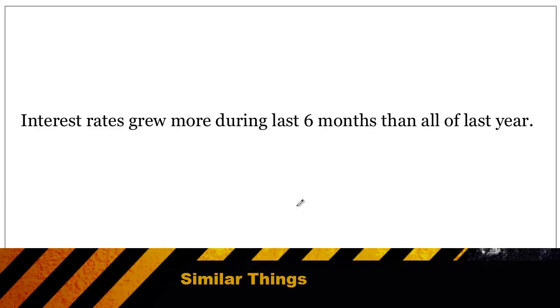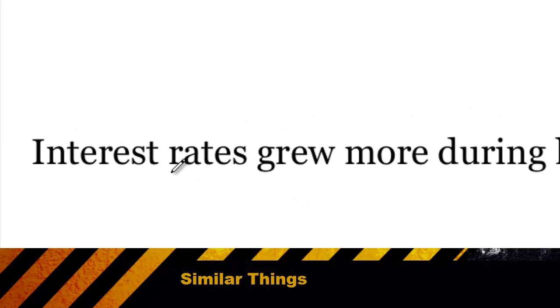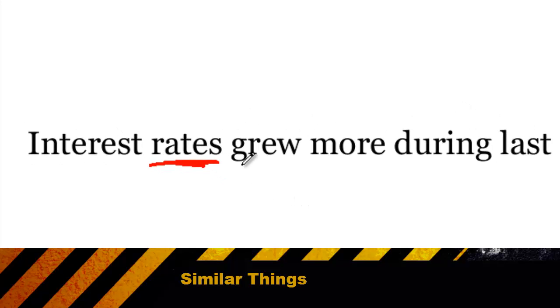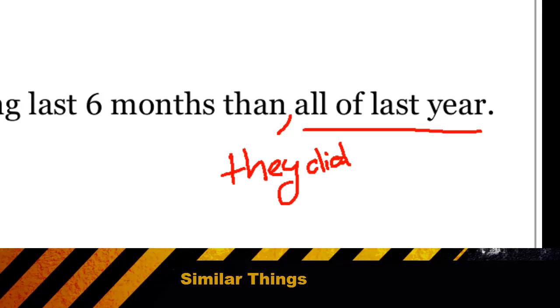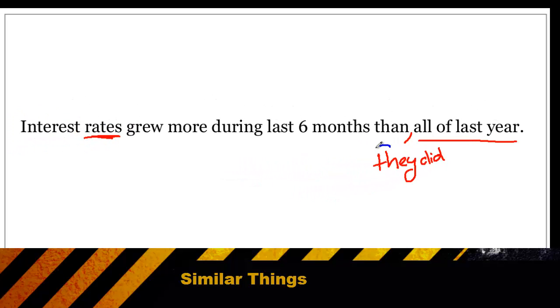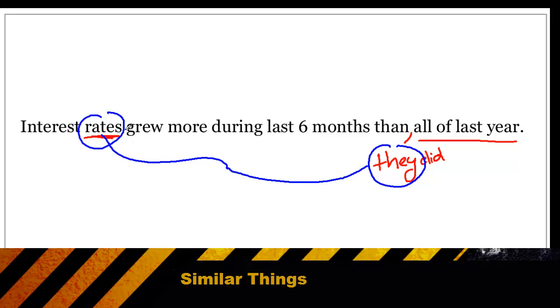Here's another sentence with a very similar problem. We're talking about interest rates, and we say they grew more than all of last year. So you're comparing rates to a year, and that doesn't make sense. We can fix this problem by simply adding a they did. And now we're comparing the rates to they, and they is a pronoun for rates. So we're comparing rates to rates.